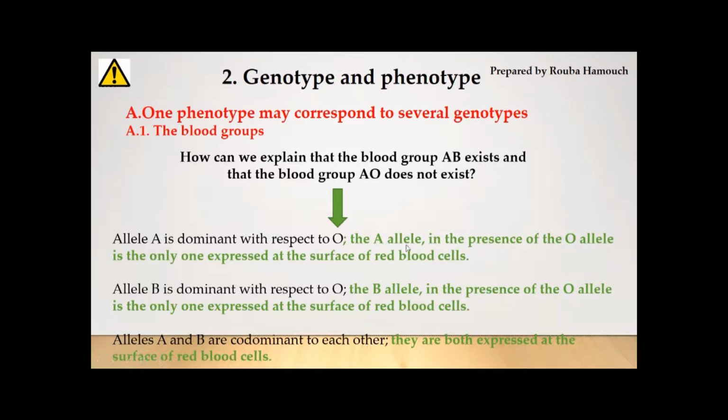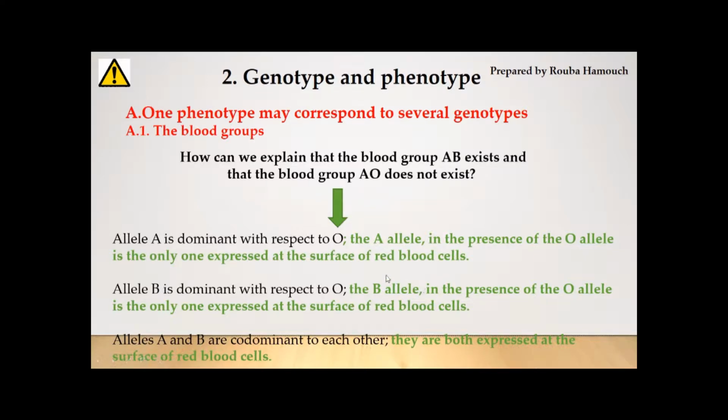So when allele A is present with allele O, O will not be expressed. Only allele A is expressed. It gives the antigen A, which is a protein found on the surface of red blood cells. Thus, we have blood group A. Same for allele B, when it is present with allele O, B is dominant over O. That's why allele B will be the only one expressed at the surface of red blood cells. We have antigen B and blood group B.